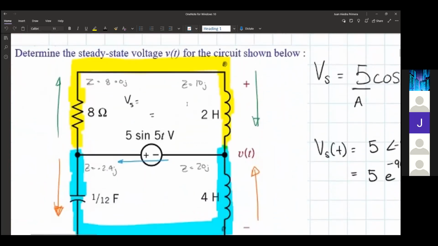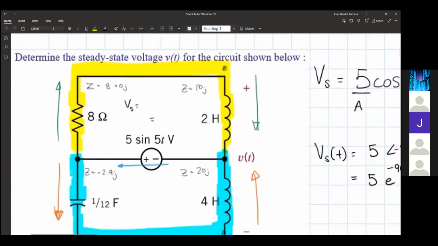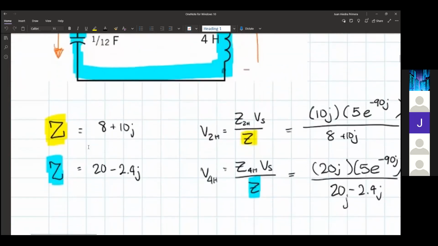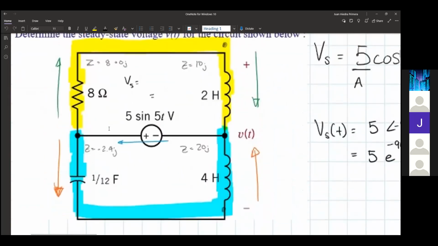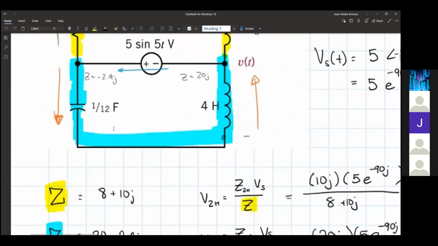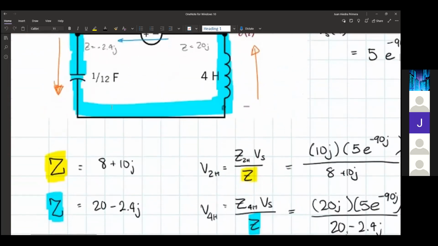Next up, we want to find the series impedance of the yellow branch and the blue branch, as I'm going to be referring to them. The yellow branch, we simply add in series all of the impedances. Do note that you can always add impedances in series once you already have them in their proper form. So we add their impedance here to be 8 plus 10j, and we add the blue to be 20 minus 2.4j.